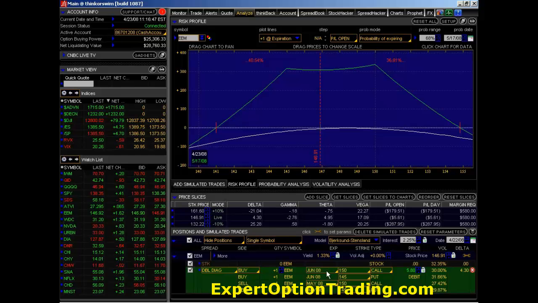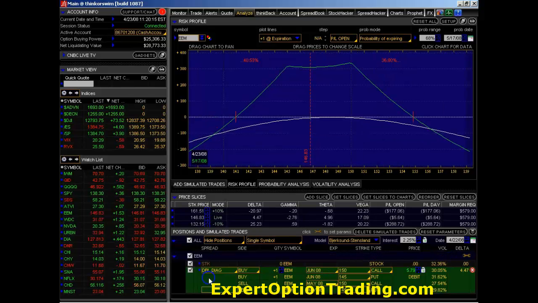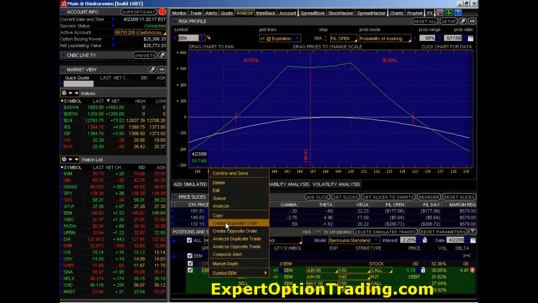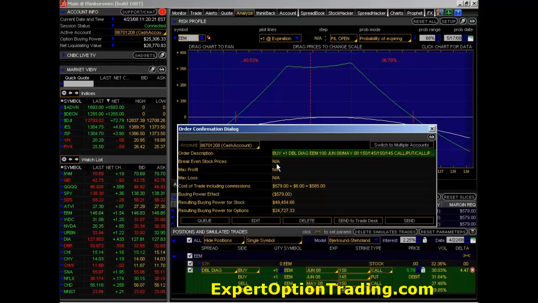Now, to enter this order, all we have to do is right-click again in this green area and go up to Confirm and Send in order to enter this position. You can see that you have the order description up at the top. We're buying one contract, double diagonal, and it's actually a double calendar, but a double calendar is similar to a double diagonal.